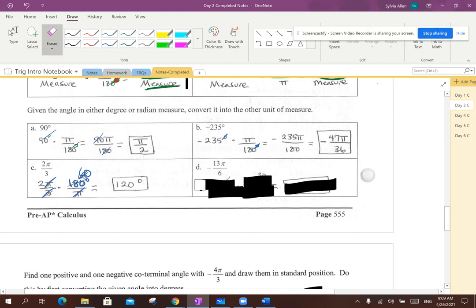And then on D, again, I have a radian measure. I'm going to go to degrees, which means my 180 is on top. My pi is on the bottom. I can cancel those out. I can actually reduce and then finish multiplying.